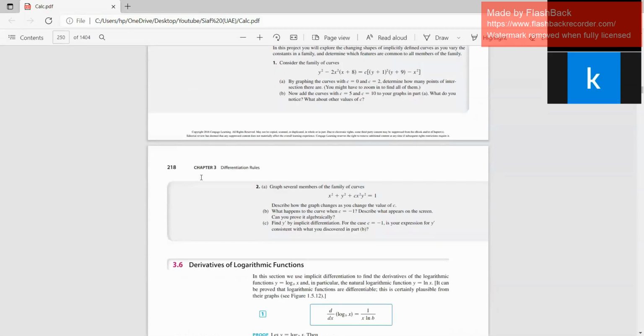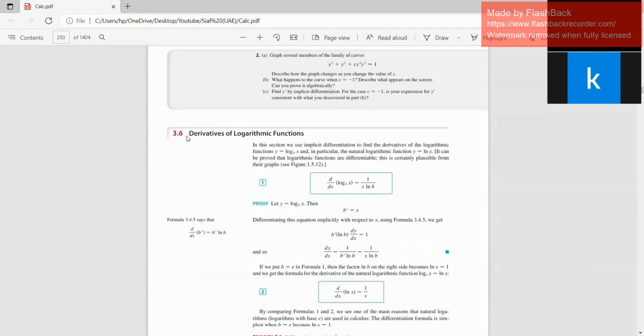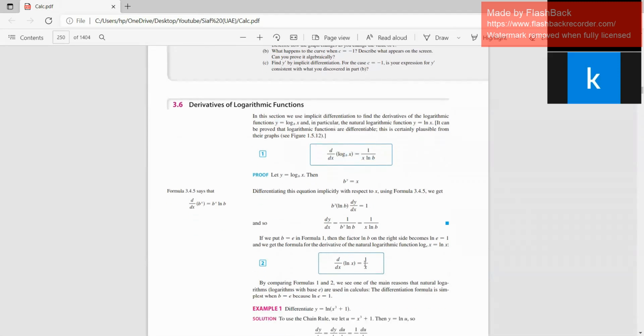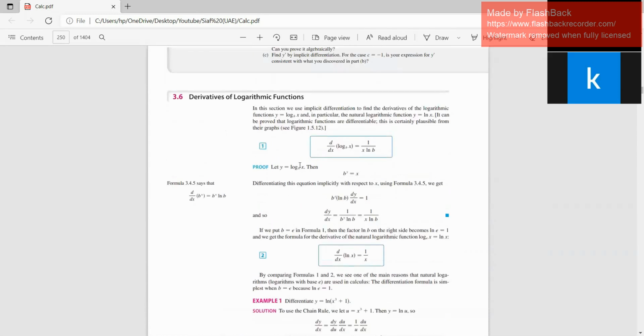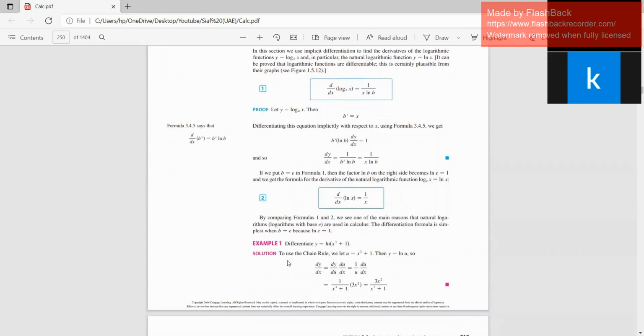Now starting 3.6, which is the derivatives of logarithmic functions. The logarithmic functions are those which are in the form of log, like y equals to log x. Now, if someone asks us to find the derivative of a logarithmic function, then it becomes 1 over x ln b. And the derivative of the natural logarithmic function ln x will be 1 over x. This rule is mostly used. Okay, let's implement these rules on example number 1 and try to understand.